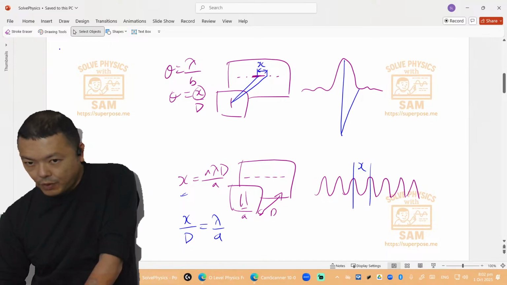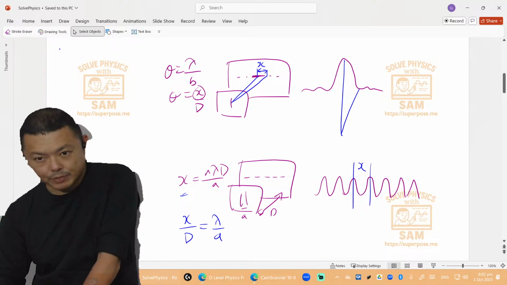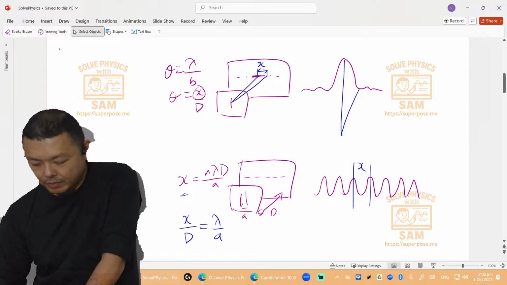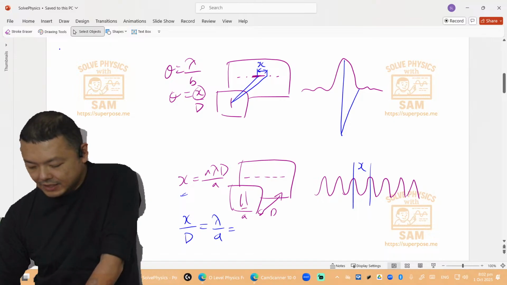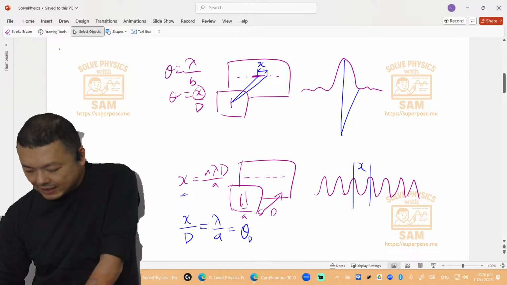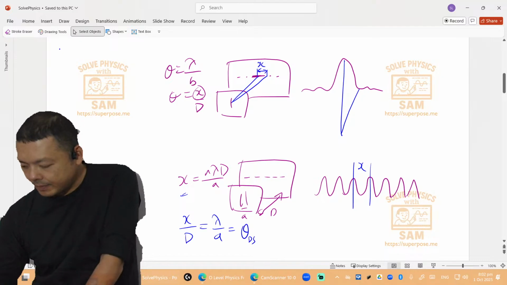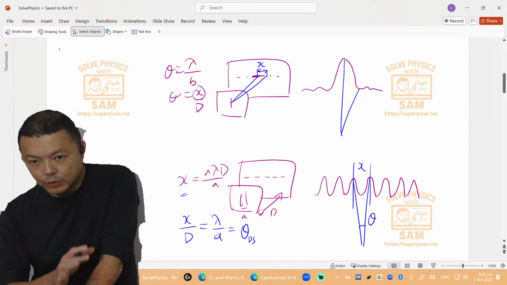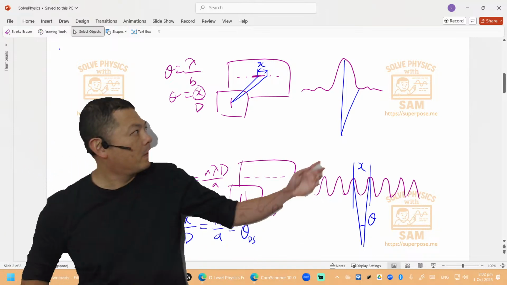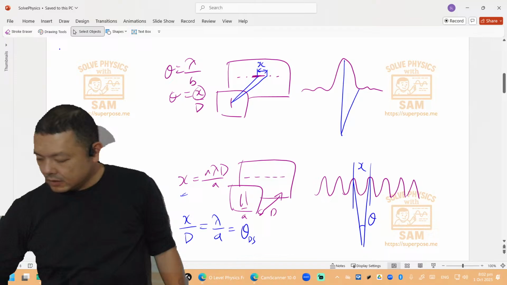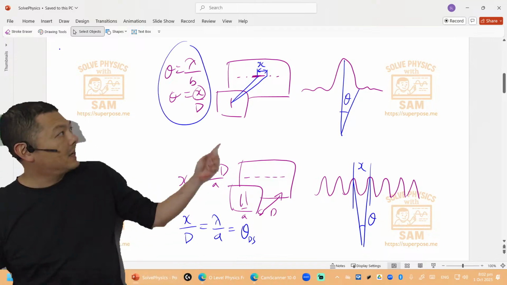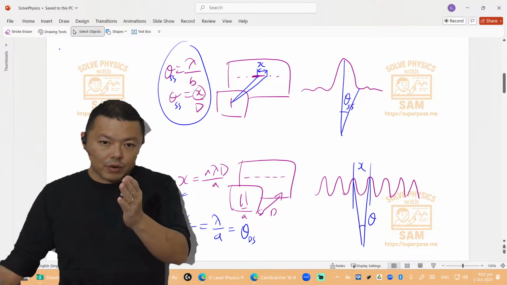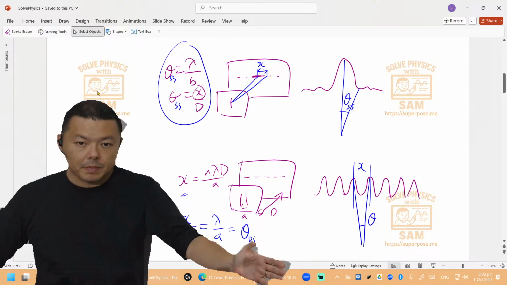For single slit and double slit, we just use the small angle approximation. So you don't have to do tangent theta and sine theta. We just put this as theta. This is theta for double slit, but this angle is from where to where? The angle is from one bright fringe to the other bright fringe. Whereas for single slit, theta is from the central fringe to the first minimum.